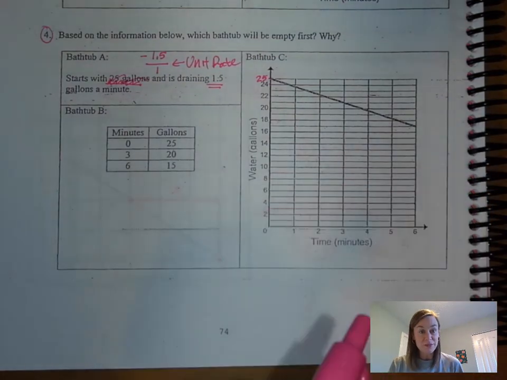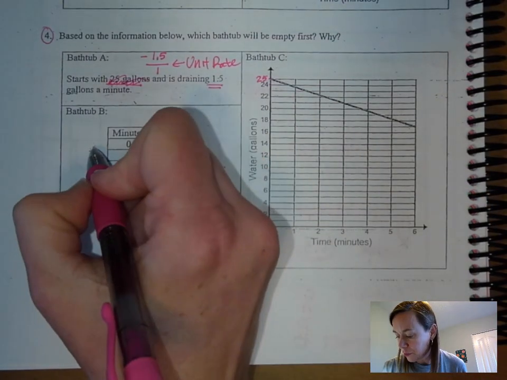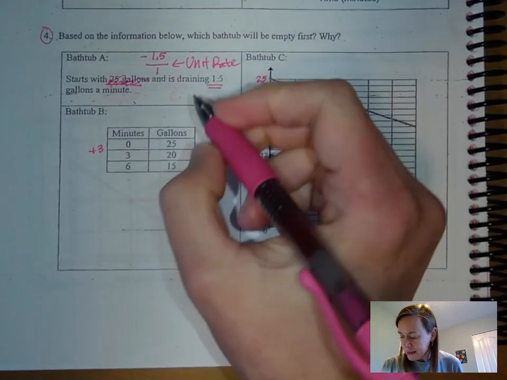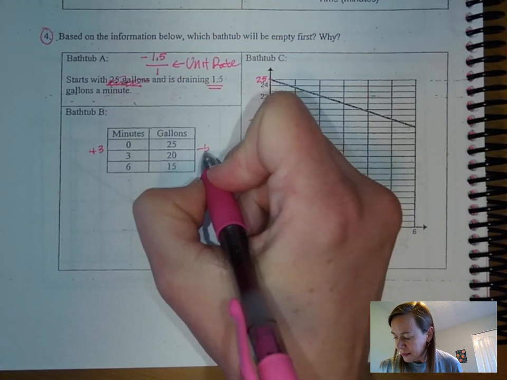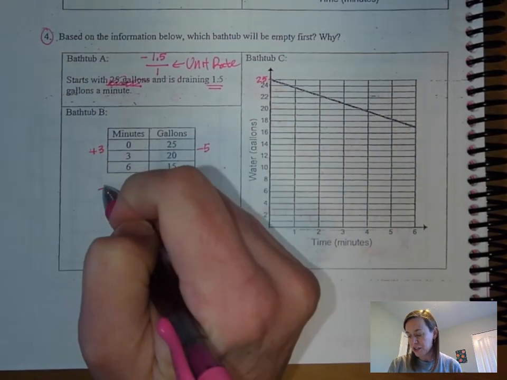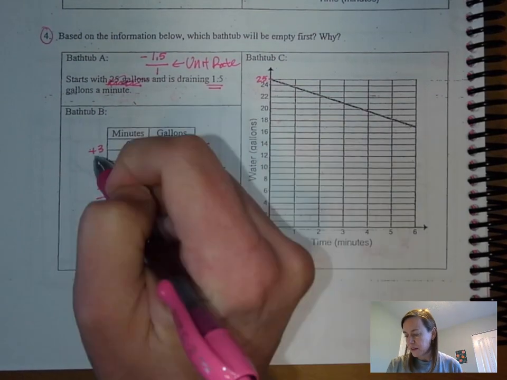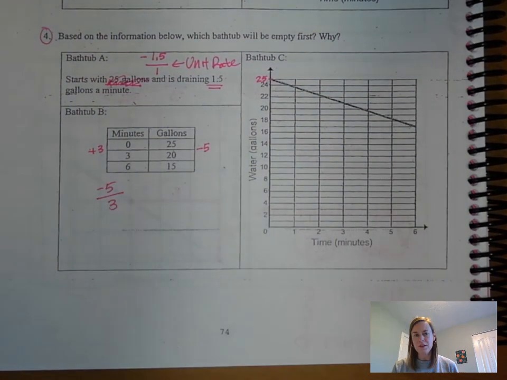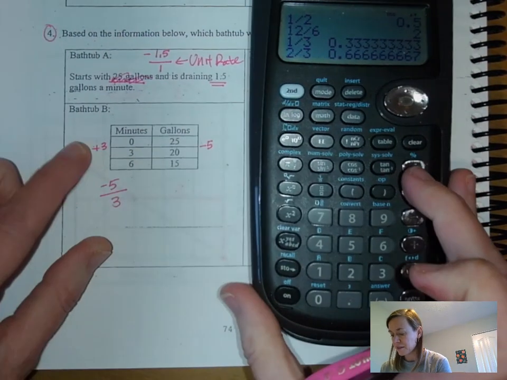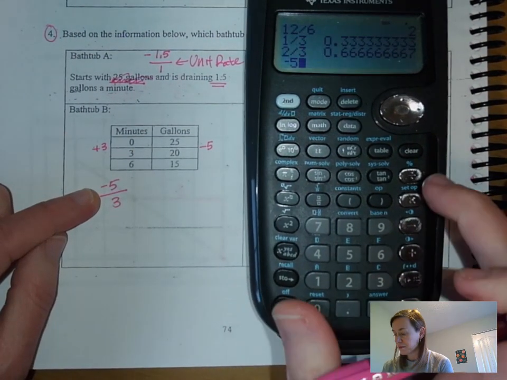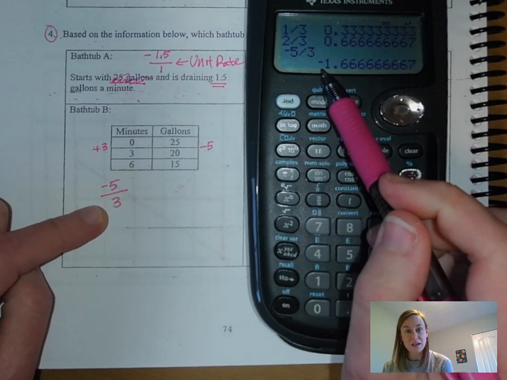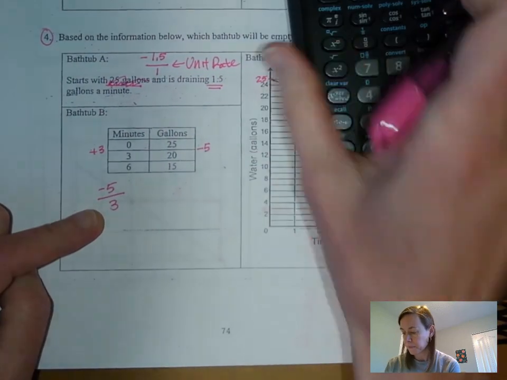We've got this table, so let's find the slope from it. Looks like we're gaining 3 minutes at a time over here. Over here on the gallon side of things, we're losing 5 gallons at a time. So we're going to put the y value on top, or the change in y that is. And then change in x goes on bottom. Now let's divide. So we have -5 divided by 3. And that is going to give us -1.6 repeating.